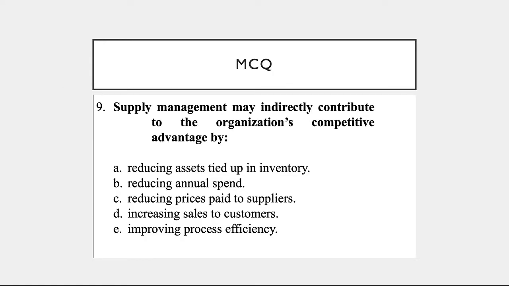Question number 9. Supply management may indirectly contribute to the organization's competitive advantage by A. Reducing assets tied up in inventory. B. Reducing annual spend. C. Reducing prices paid to suppliers. D. Increasing sales to customers. E. Improving process efficiency. And here the answer is, of course, E.